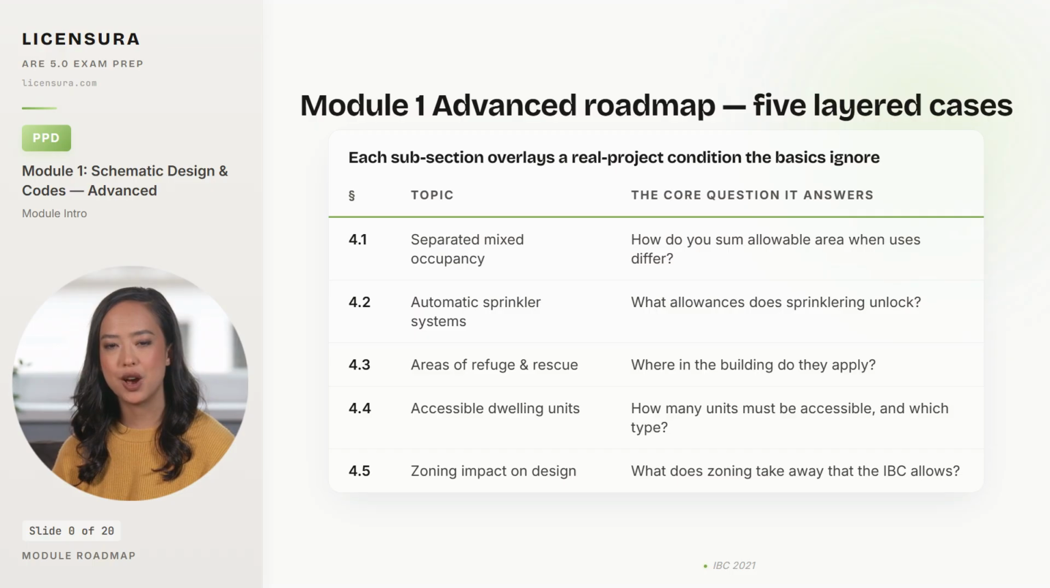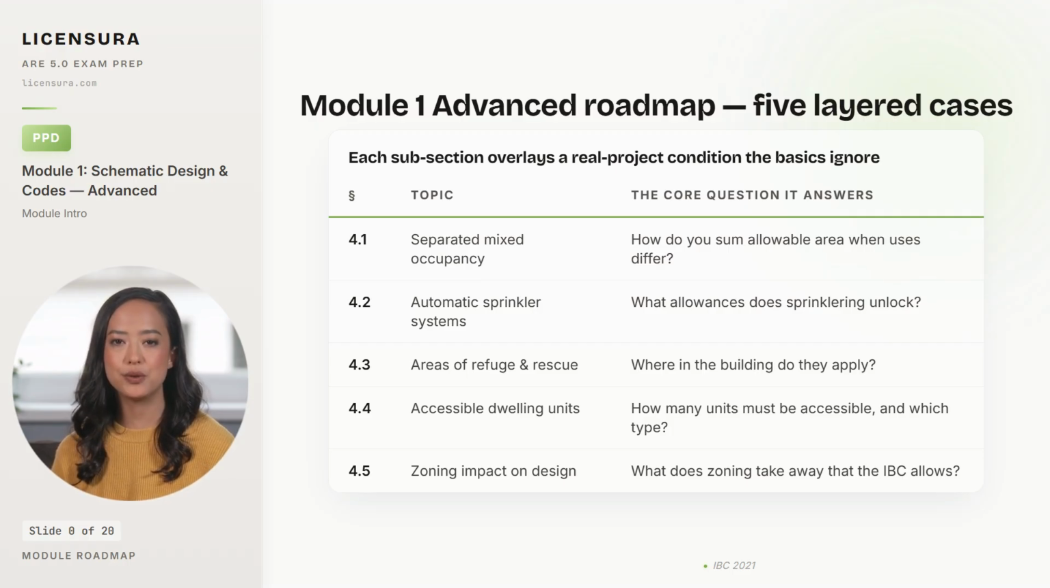4.4 is accessible dwelling units in multifamily buildings, the ratios of Type A and Type B units required, and where the threshold actually triggers them. And 4.5 is the zoning overlay, setbacks, floor area ratio, and height limits that come from the municipal code, not the building code, and routinely cut into what the IBC would otherwise allow.